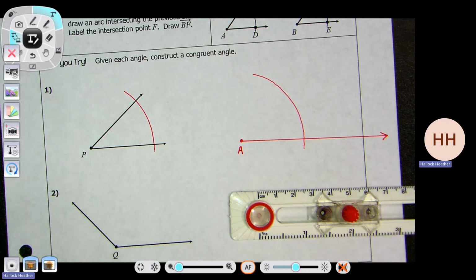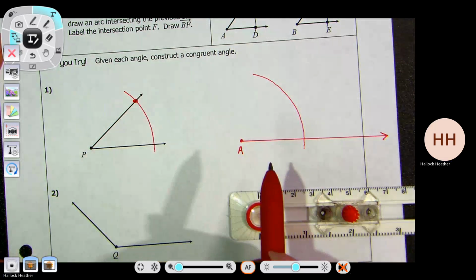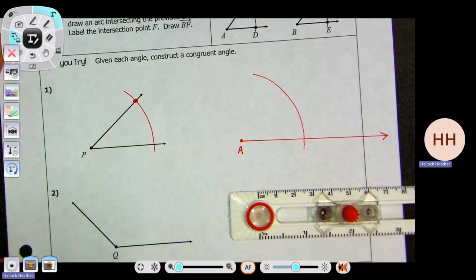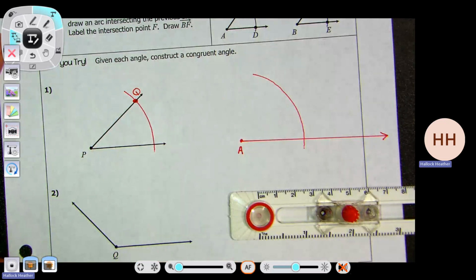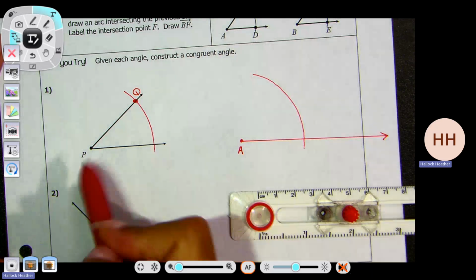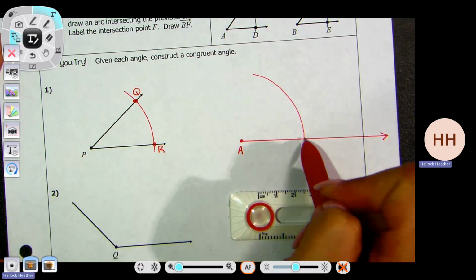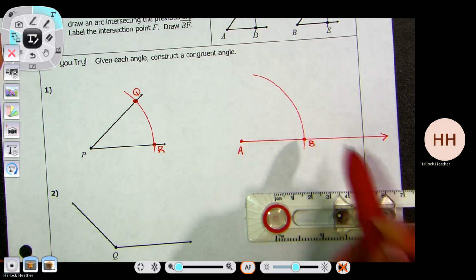Okay, we need to measure. Pause. Let's add some points. So this is P. What comes after P now? Q. Technically, it doesn't matter. The only one I ever stay away from is O because it looks like a 0. So PQ, and I'll call this one R. Over here, this intersection, where your arc meets your ray, I'm going to call that B.